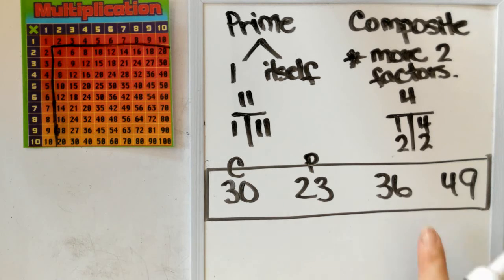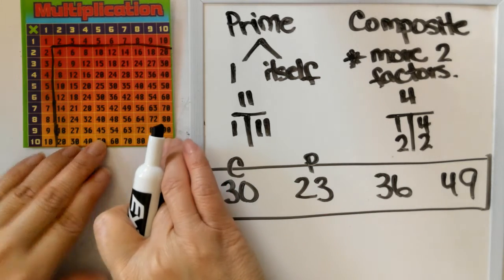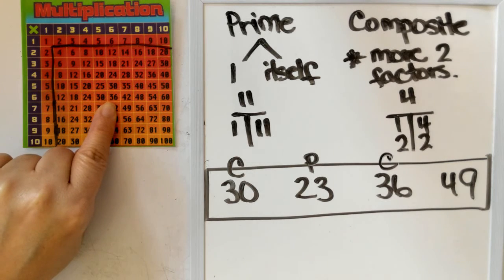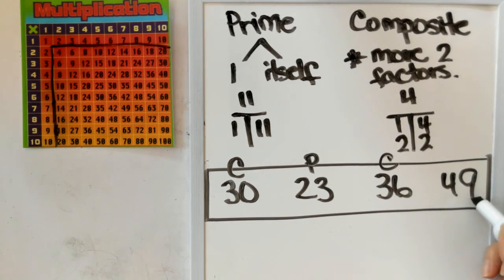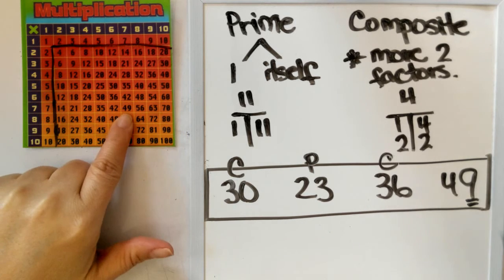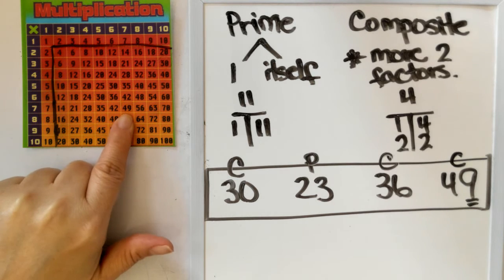Okay, now let's look at 36. Ooh, I see a 36 right here. That makes it composite. I don't need any other proofs. 49 is a tricky number because it's an odd number, and we typically think that odd numbers are primes, but look, 49 is in here, so it is composite, not prime.